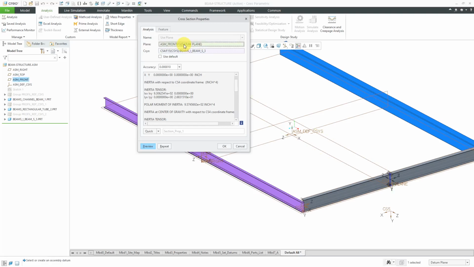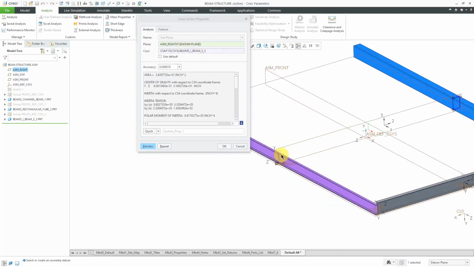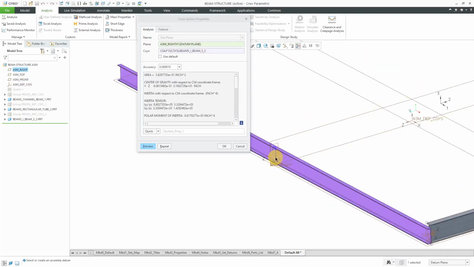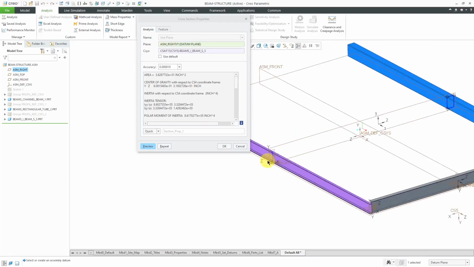So for example, let's go over here and I'm going to activate the plane collector. Let's use this particular plane over here. And so the way that's slicing through the assembly is that it's getting this beam on the left and this beam on the right. And here you can notice that we have our centroid, and right now it's measuring it with respect to the CS4 coordinate system. So it's giving us these various different values over here with respect to that.